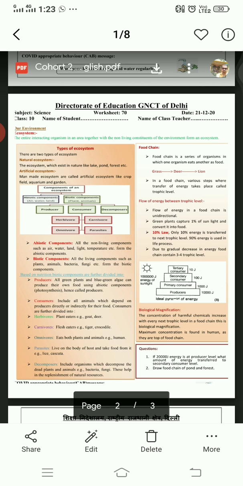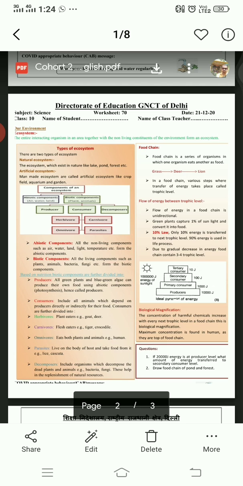Now comes the food chain. A food chain is a series of organisms in which one organism eats another as food. Like if we consider a grassland ecosystem, a grassland food chain, in which we have grass as a producer, we have insects as herbivores, because they eat some plant parts and suck nectar from the plants.